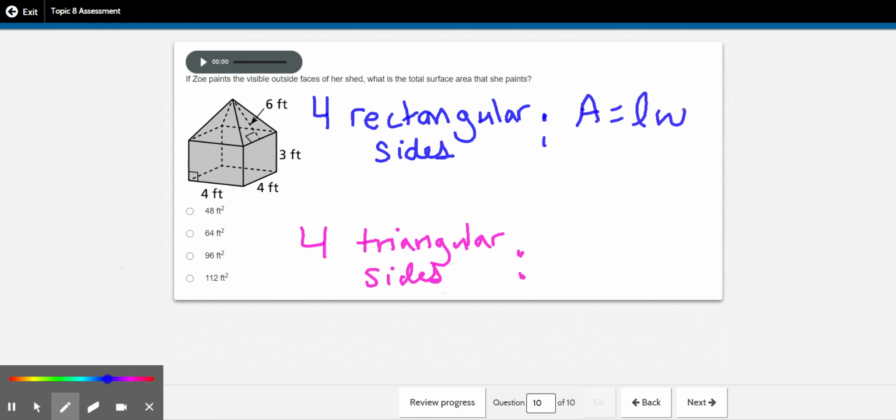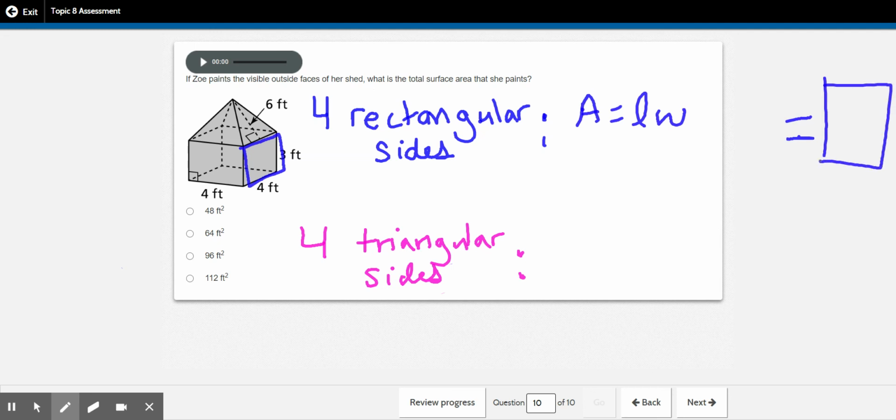The area for one of these sides is length times width. Be careful here. What is our length of one side and what is the width of the other side? Once you get that answer, remember you have 4 sides, so you'll multiply it by 4. So you'll find the total area of all 4 sides of the rectangular ones.